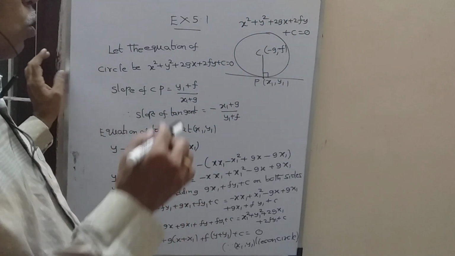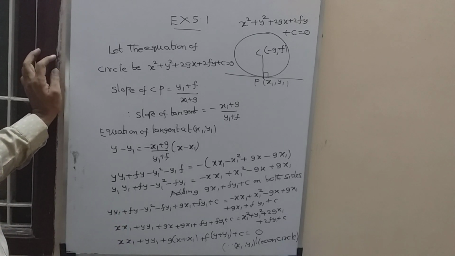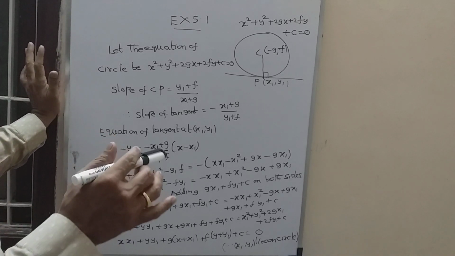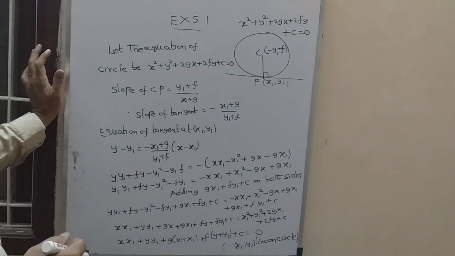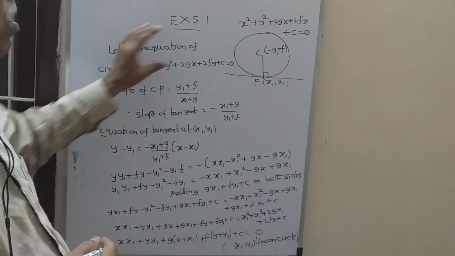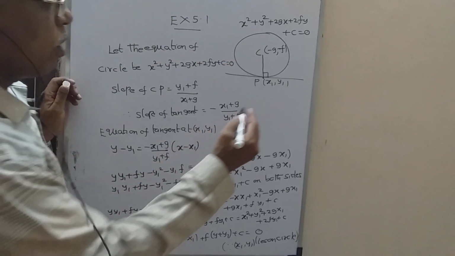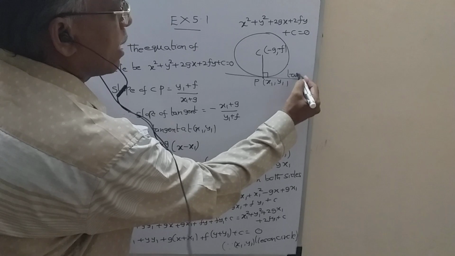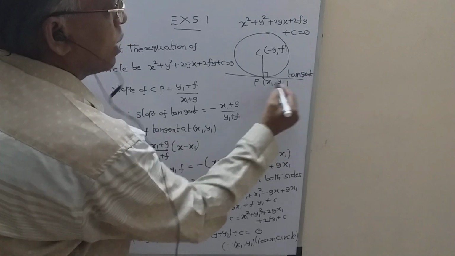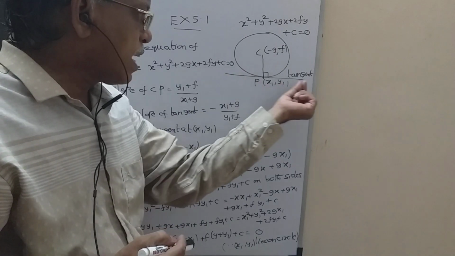To do this derivation, there are two methods, students, but this is somewhat the easiest way that you can understand very easily. So, listen carefully. Here, let the equation of the circle be this circle, the general form of the circle. Now, I want to find the equation of this tangent at this point.